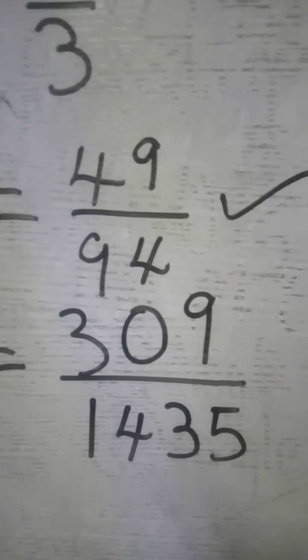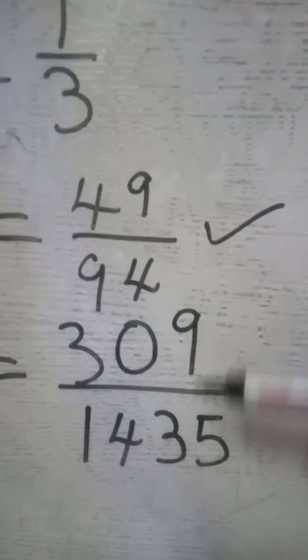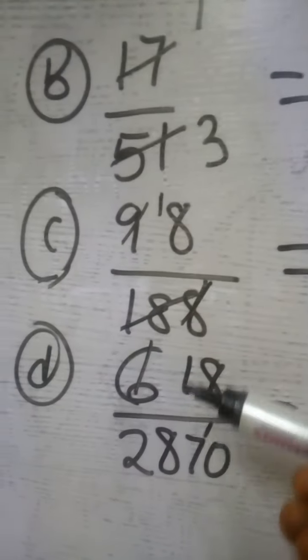Is there a common number that can divide both 309 and 1,435? Of course, there is no number. If 3 divides this, 7 will divide this, but there is no common number that can divide. So this becomes your answer, even though it's still a big number, but it has been simplified from what you were given to what you now get.